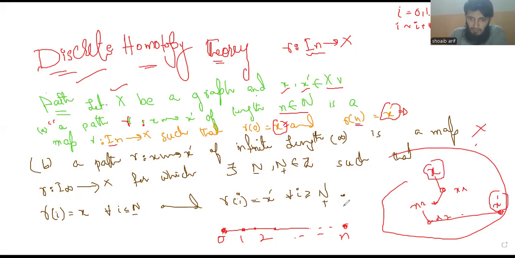So what is a path? A path is a map from I_n to X such that this condition holds. If we substitute 0, we will get the first point. If we substitute n, we will get the last point, the last vertex of this path.